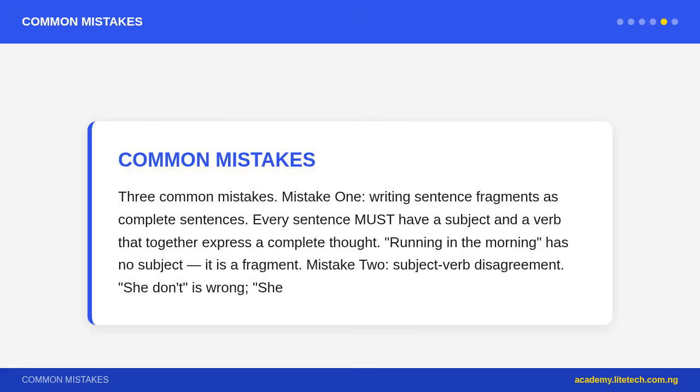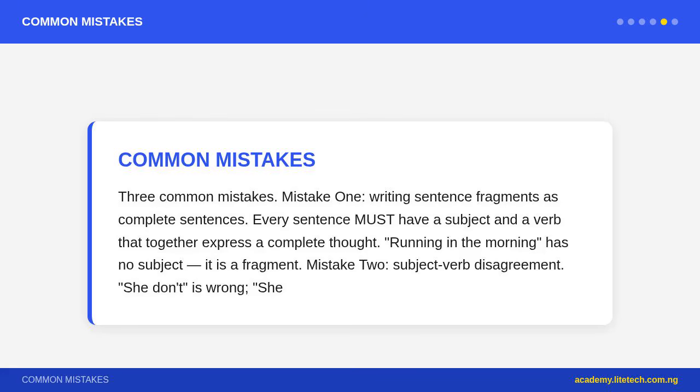Three common mistakes. Mistake 1. Writing sentence fragments as complete sentences. Every sentence must have a subject and a verb that together express a complete thought. Running in the morning has no subject, it is a fragment. Mistake 2. Subject-verb disagreement. She don't is wrong, she doesn't is correct. They was is wrong, they were is correct. He go is wrong, pidgin influence, he goes is correct.